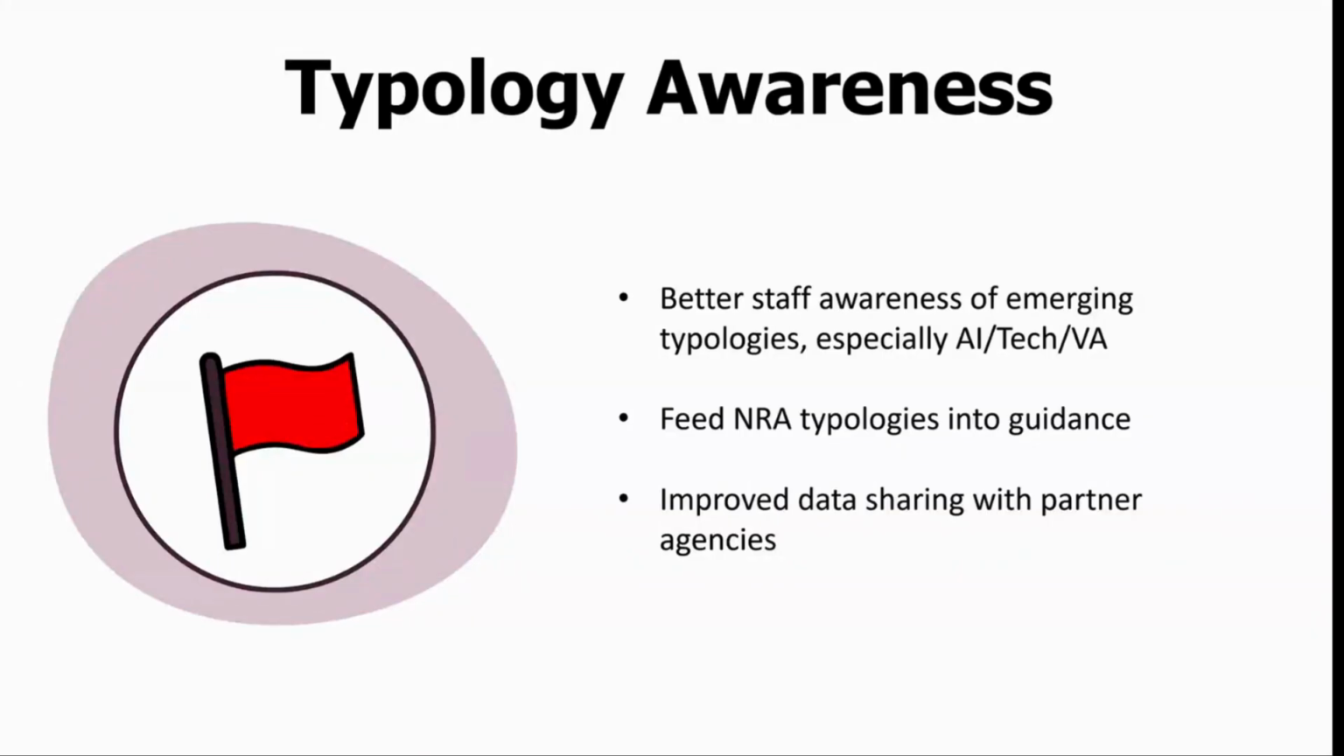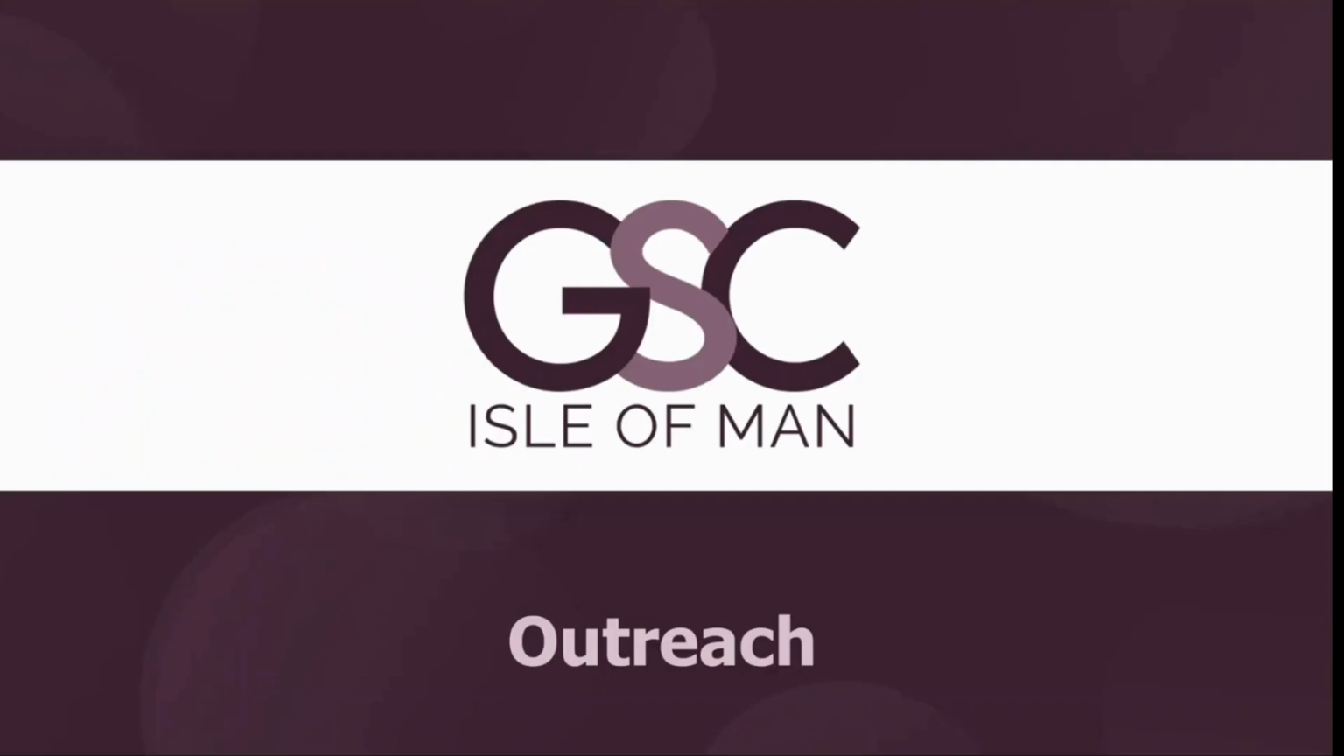Lastly, data sharing with partners and agencies. We will also be looking to improve our data sharing with partner agencies, which is a key focus. Greater collaboration and information exchange enhances our collaborative ability to detect, prevent, and respond to any financial crime risks more effectively going forward.